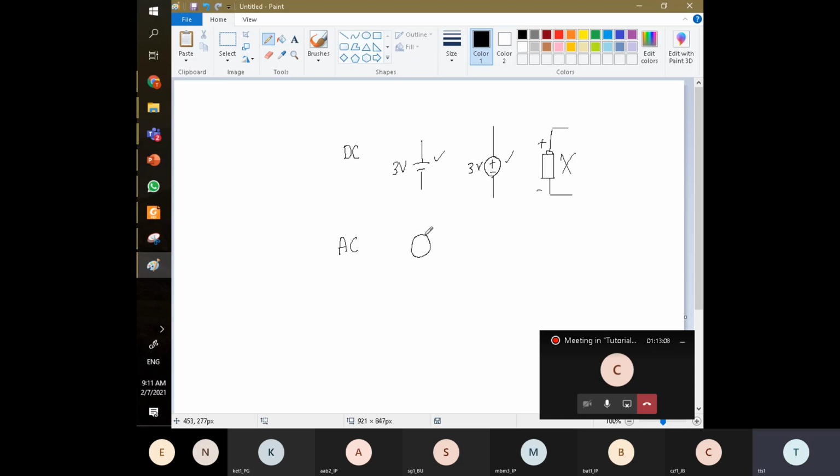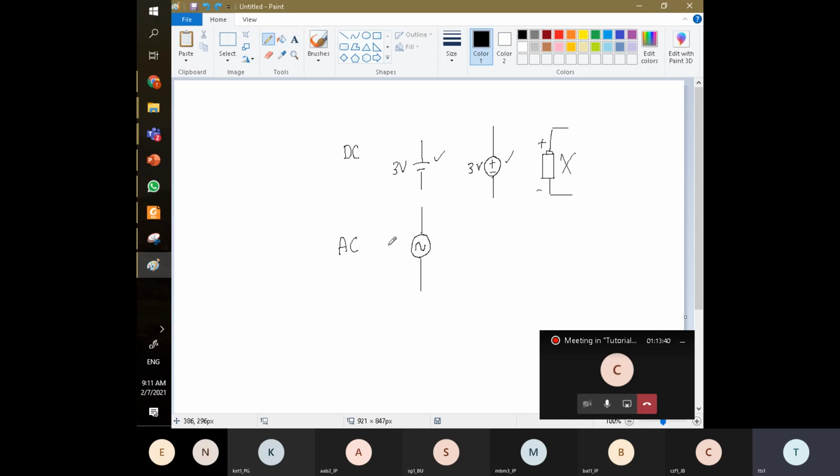For the AC, usually we see something like this, a circle with something that looks like a worm inside. For AC, you cannot just say it's 3 volt. It's not enough. Usually what we need to indicate here is the voltage and the frequency, because when it comes to AC, we involve the frequency parameter.